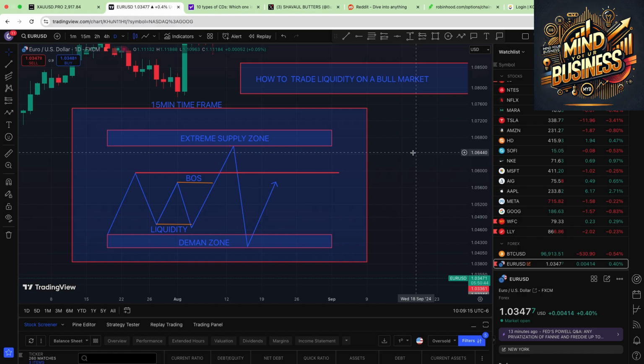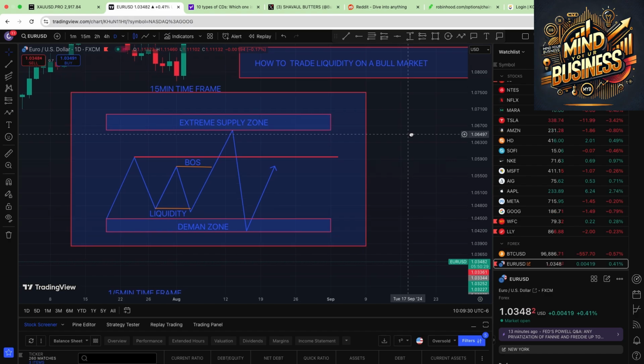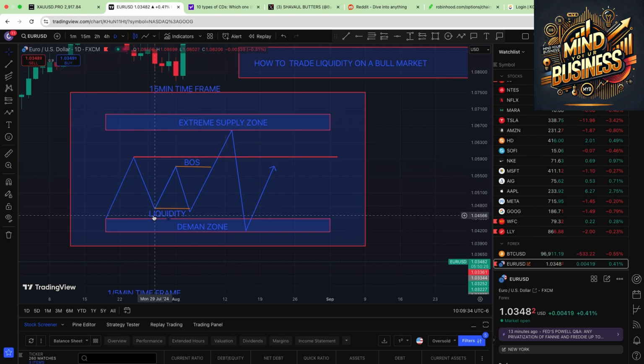Why? Because liquidity is always located below the swing low and above the swing high. So on the 15-minute time frame, for the old heads, the retailers, the long-term investors, use the 15-minute time frame. As always, vice versa, liquidity bottom there. It's simple as that, guys. On the 15-minute time frame, price is always going to respect the extreme demand zone or the demand zone.